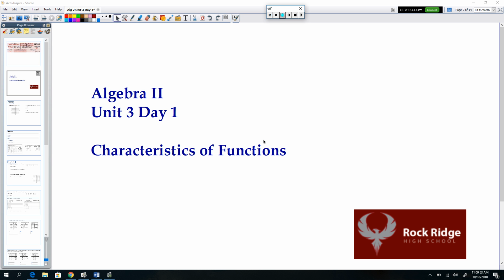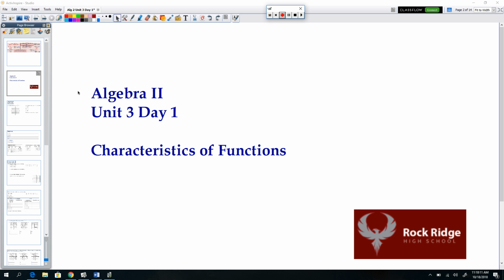Berger, and today we're going to start Unit 3 on functions. Today we're going to talk about the characteristics of functions, and so it's a lot of visual assessment of functions and graphs. Some of it will be review from Algebra 1, so hopefully some of this is familiar, and then we'll add some new concepts as well.